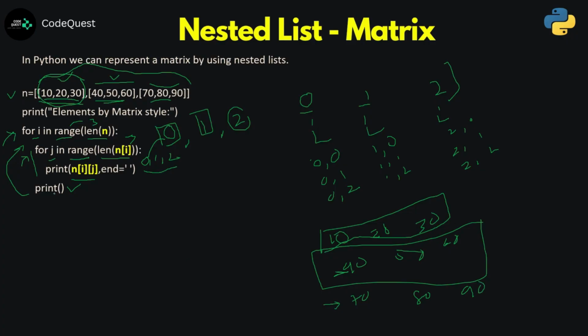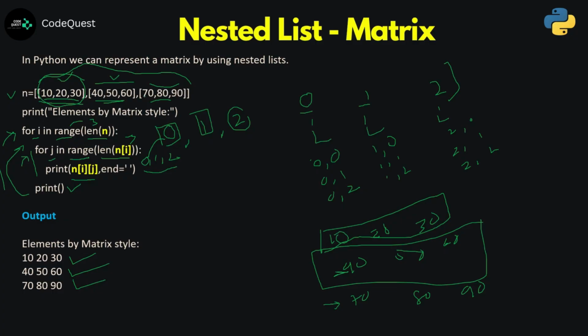So now after this what will happen? This entire loop is going to terminate. So in the meantime, we have got our elements in the matrix style, where the first row is 10, 20, 30, the second row is 40, 50, 60 and this one is 70, 80, 90.